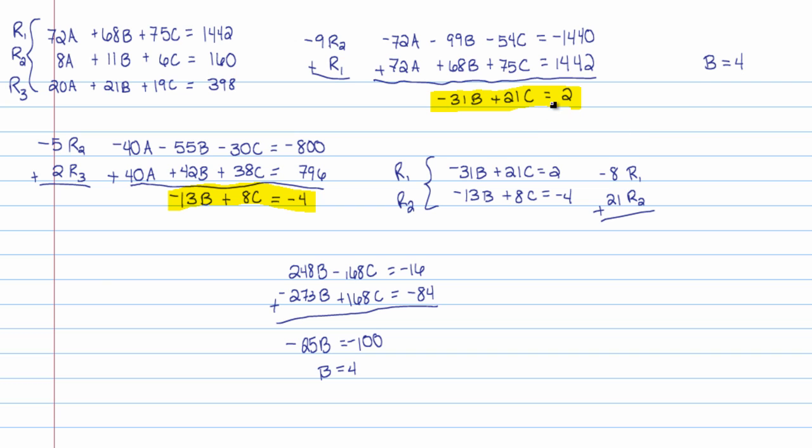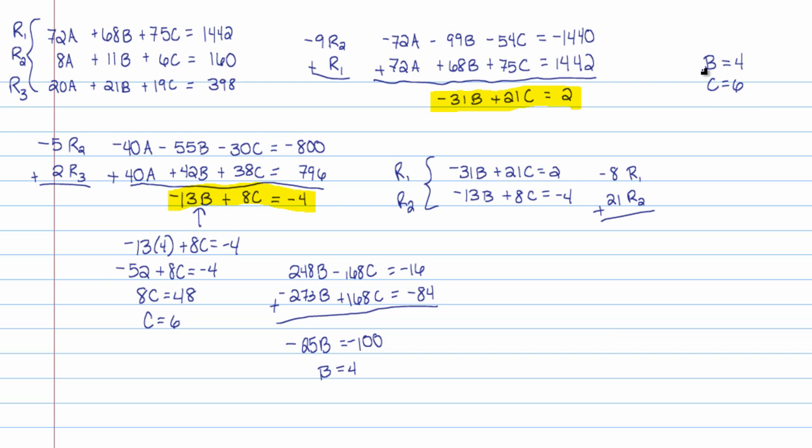Now that I have that b is equal to 4, I could plug 4 for b into any of my equations only involving b and c, that is. I'm going to choose this one right here because it's a smaller version of the coefficient for b. So I'll have a negative 13 times 4 plus 8c should equal a negative 4. So that's negative 52 plus 8c is equal to a negative 4. I'll add 52 to both sides, so I get 8c is equal to 52 minus 4 is 48. Divide both sides by 8, I get c is equal to 6.